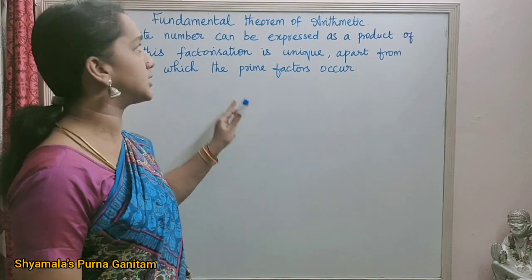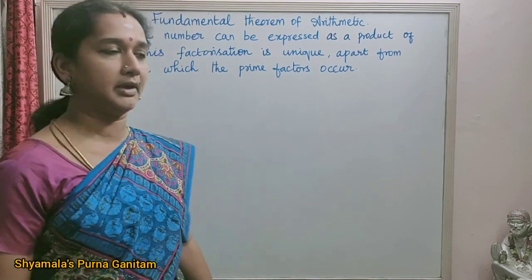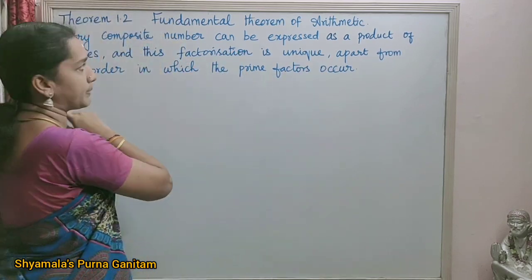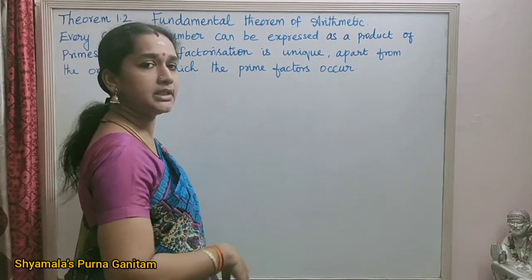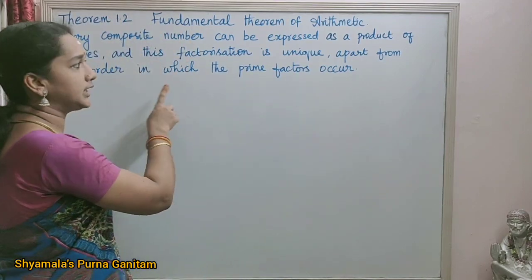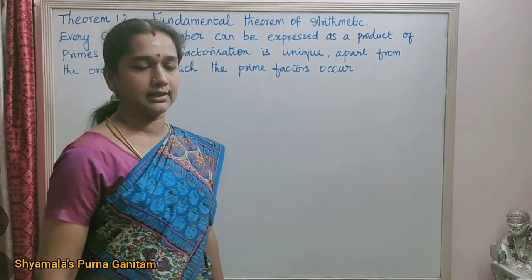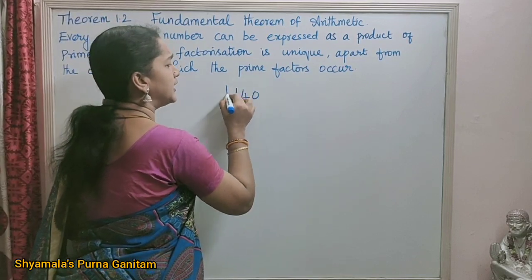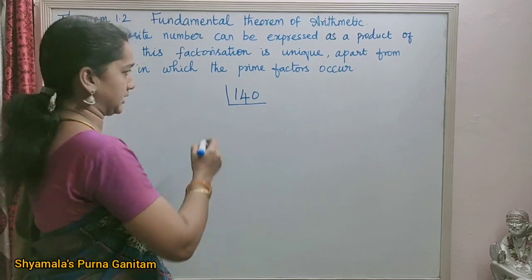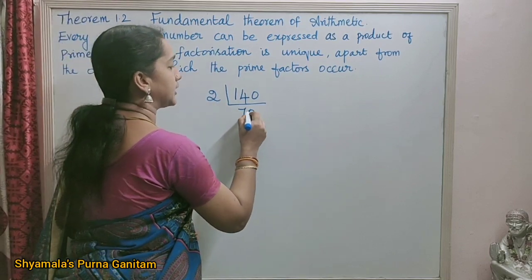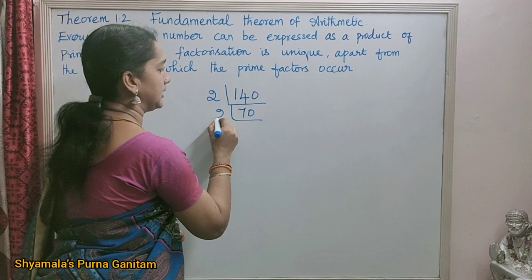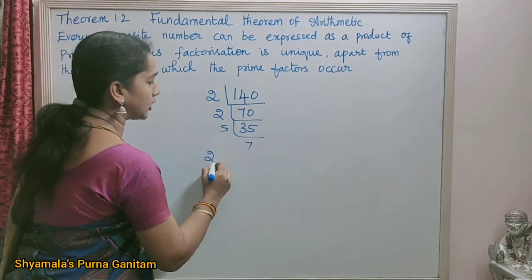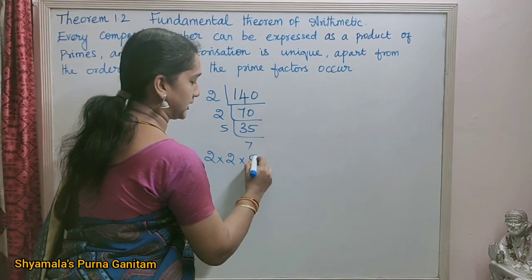So that is based on this fundamental theorem of arithmetic. Every composite number can be expressed as a product of primes and this factorization is unique apart from the order in which the prime factors occur. The meaning is that when you take any number and find its prime factors, 2, 70, again 2, 35, 5, 7, these are all the prime factors you will see.